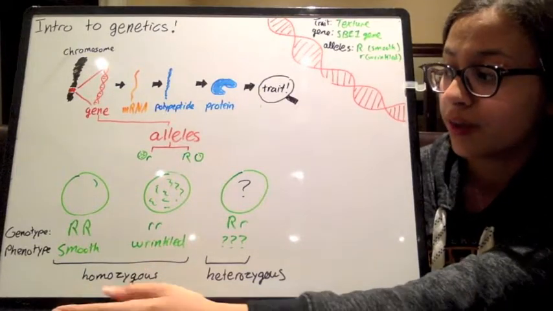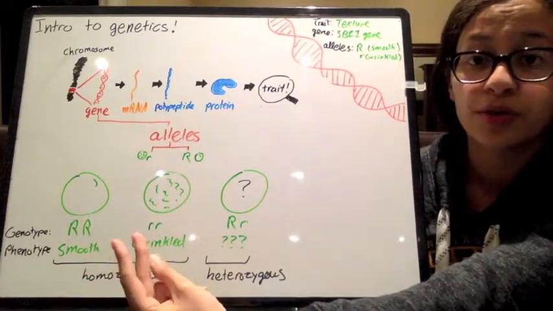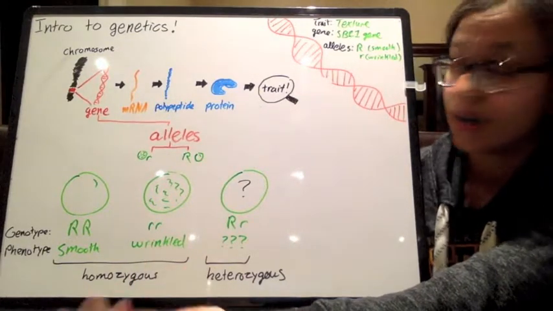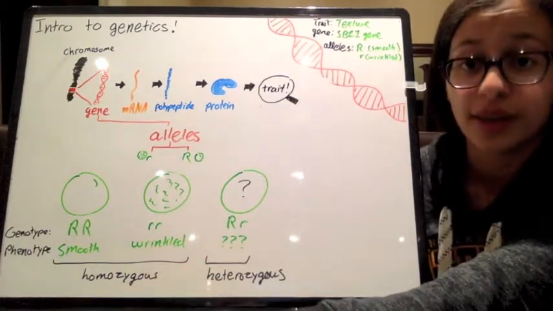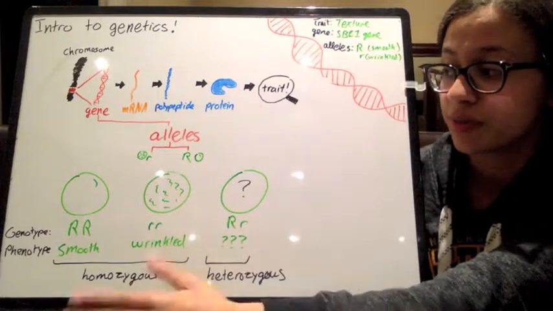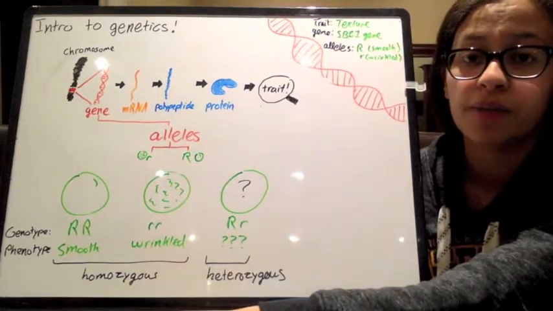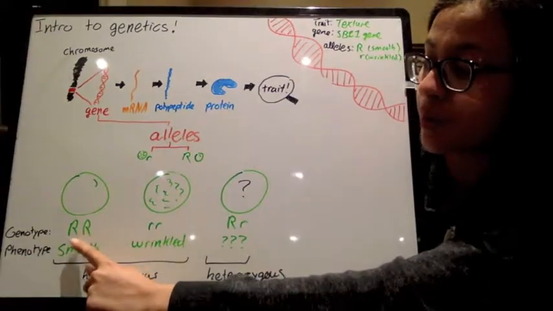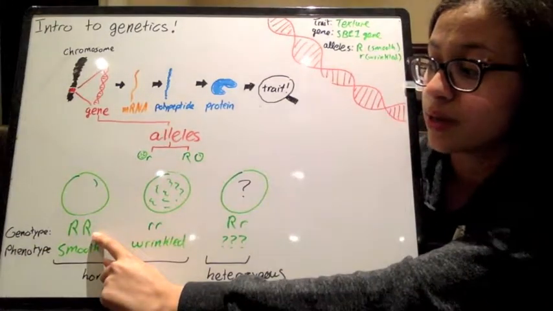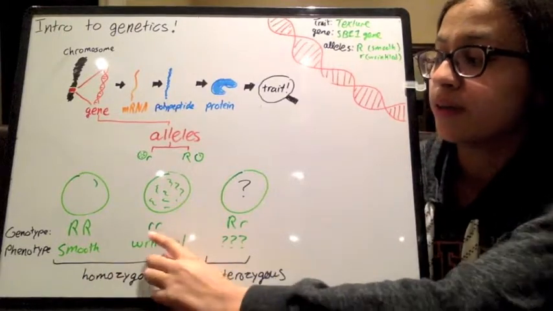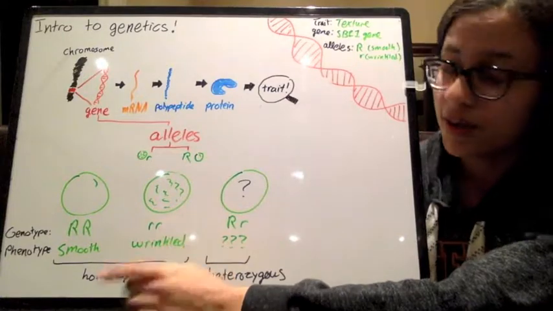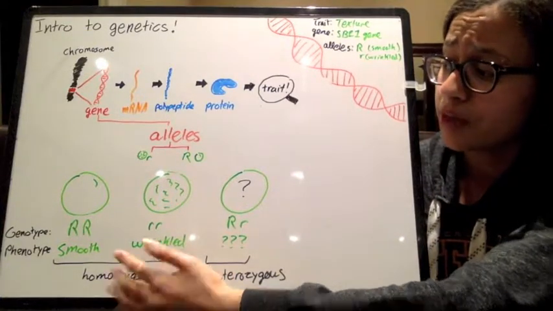So we can have both of those chromosomes having the same allele, the same version of that gene. That's what we call a homozygous genotype. Genotype is just showing whatever alleles you have present in this organism. So our genotype could be capital R, capital R, which is homozygous dominant, and we can have little r, little r, which means it's homozygous recessive. So that is our genotype.